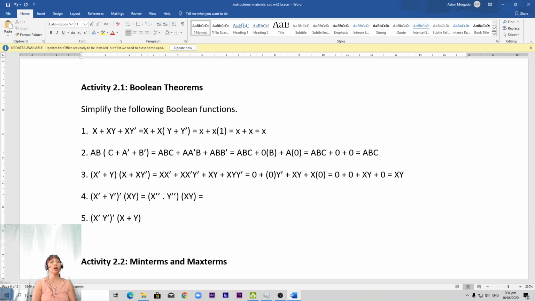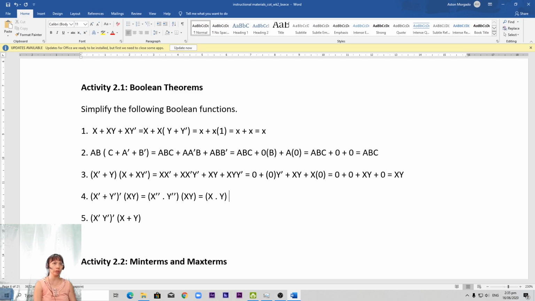Prime is actually like an inverter or a negation. So it's like a double negative. If you have double prime, that means negative negative, and negative negative is positive. So double prime simply cancels the prime, such that x double prime is simply equal to x, and y double prime is simply equal to y.